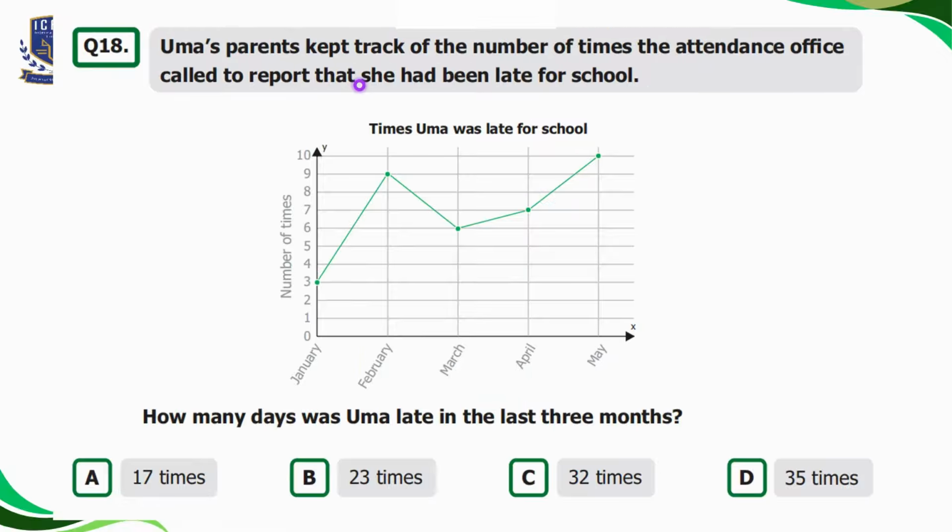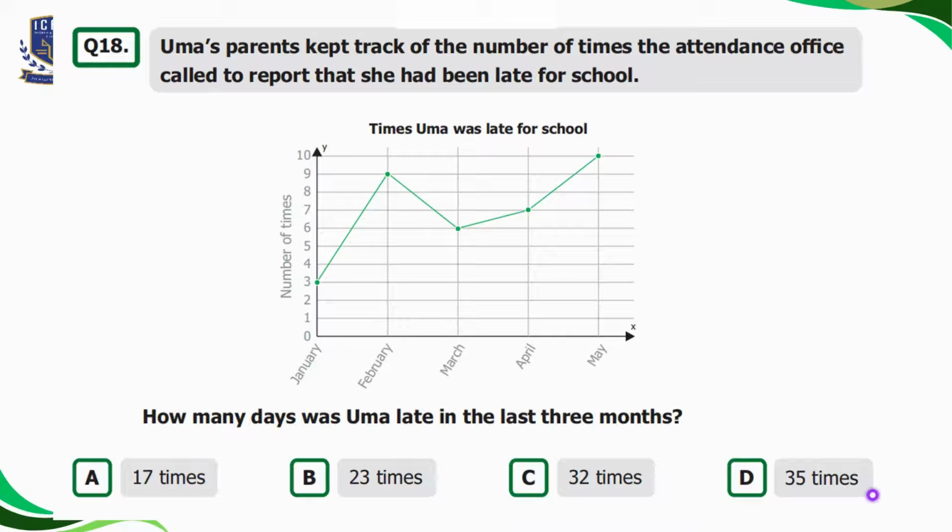Question number 18. Uma's parents kept track of the number of times the attendance office called to report that she had been late for school. How many days was Uma late in the last 3 months? Option A is 17 times, option B is 23 times, option C is 32 times, and option D is 35 times.